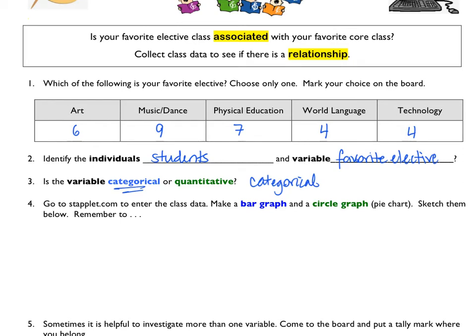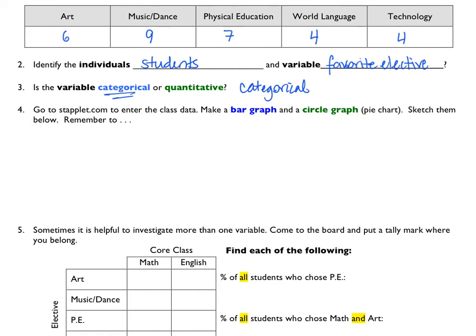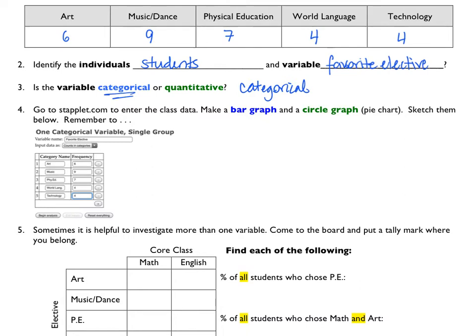When you get to Statlet.com, you're going to use the very first applet under data analysis, one categorical variable, single group. When you need to add more lines for more categories, you're just going to use the plus key. This is what your Statlet screen is going to look like before you begin analysis. So go ahead and fill that out and hit begin analysis. It's going to give you some options, such as bar chart, segmented bar chart, and circle graph or pie chart. What you want to do is select bar chart. You also have the option to select frequency or relative frequency, and for now, just check frequency.